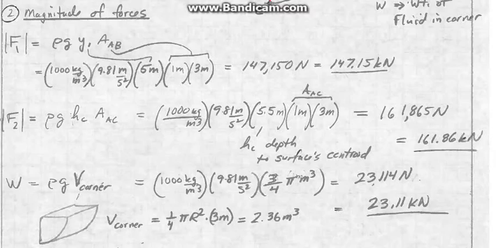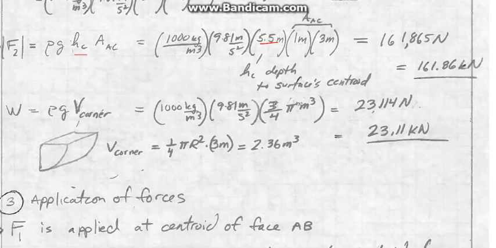F2, remember we take the centroid of the flat surface that we're working on there, the vertical flat surface. So that's halfway down the side of our flat rectangle. And so that's at a depth of 5.5 meters. And again, we're going times the area, which is 1 times 3. So we get about 161 kilonewtons, or 162 kilonewtons.